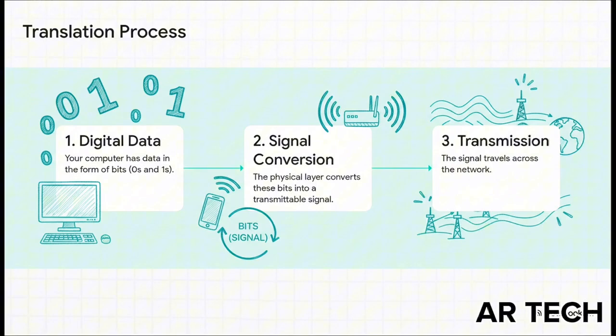And the process is actually pretty straightforward. First, your computer has its data, that stream of ones and zeros. Then the physical layer in, say, your router acts like a translator, turning those bits into a real physical signal. And finally, whoosh, that signal is sent on its way across the network.